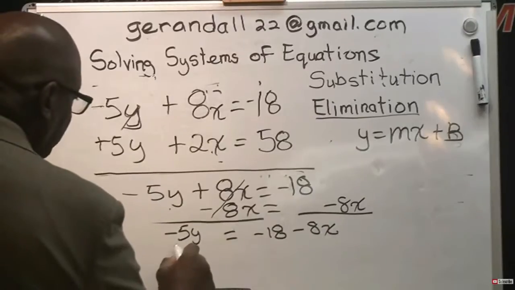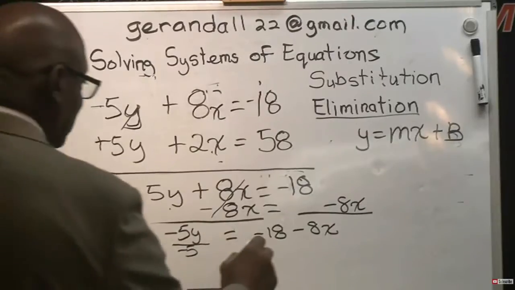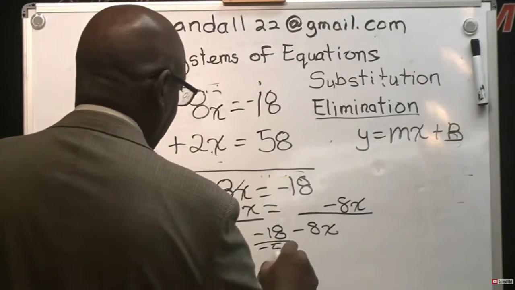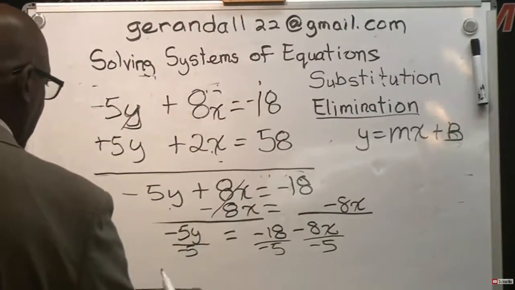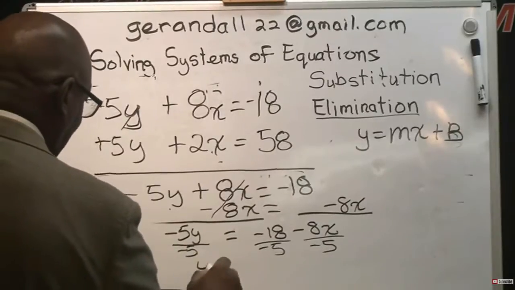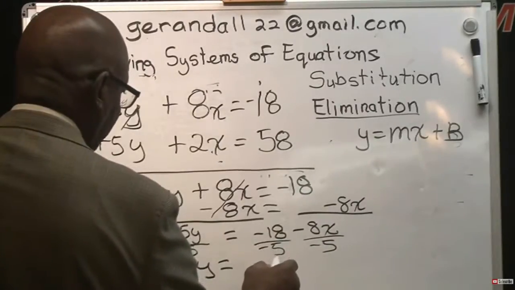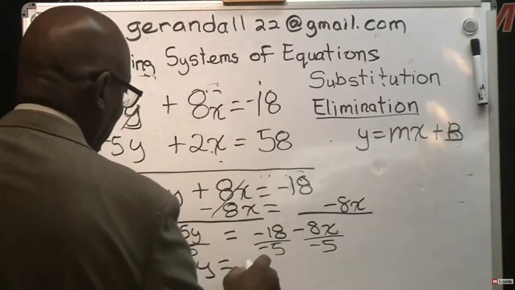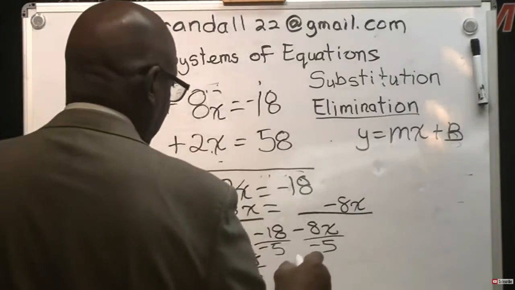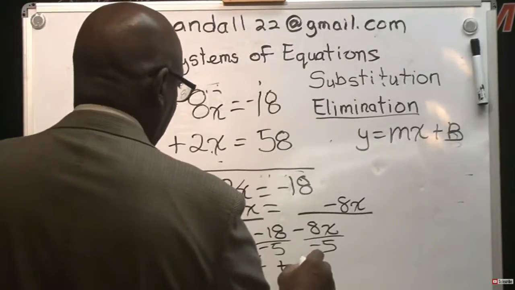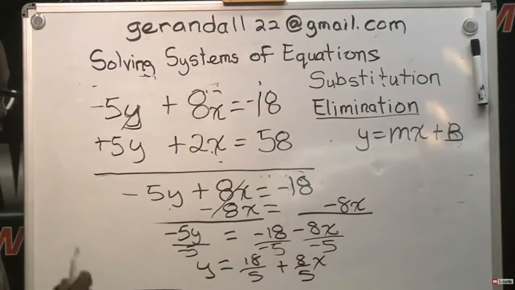So in order to undo this multiplication, we have to divide by minus 5. And whatever you do to one side, you do to the other. And then you end up with y equals minus 18 divided by minus 5 is a positive 18 over 5. And this becomes a positive 8 over 5x. We're going to stop right there.